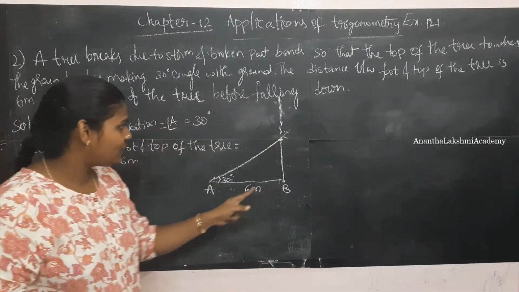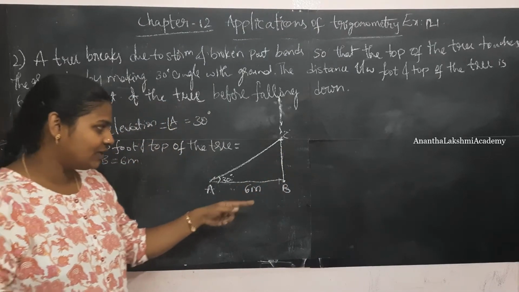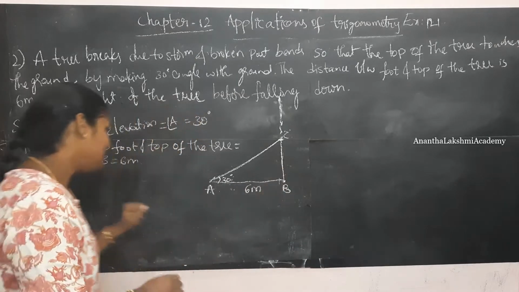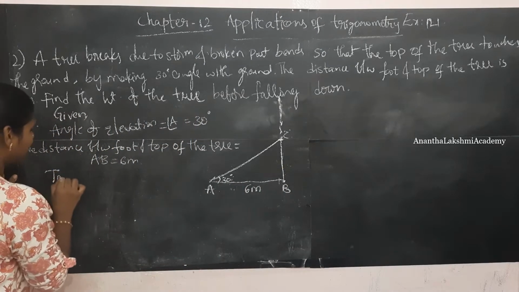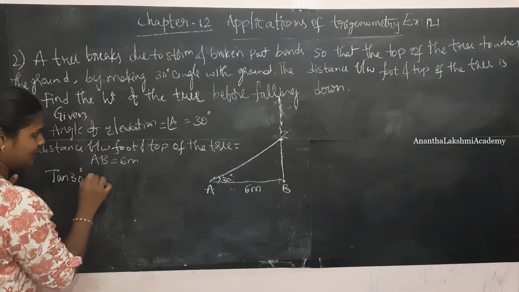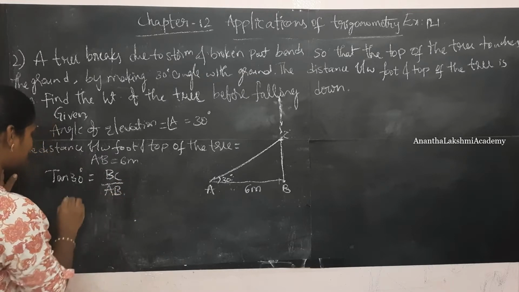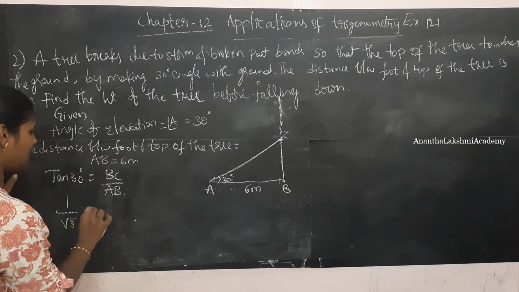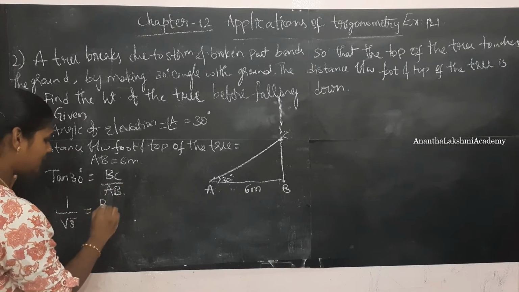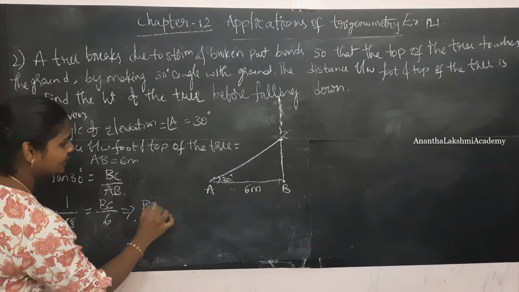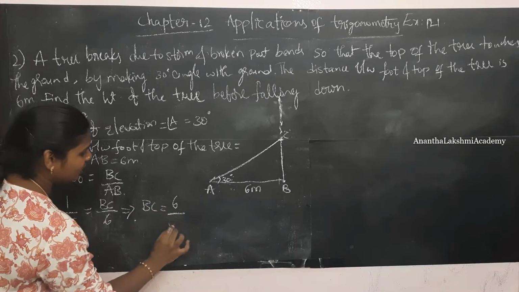So let's quickly find BC first. How do we find BC? We know the adjacent side, we know the angle of elevation. Can we find BC? Yes. So tan 30 is equal to BC by AB. What is tan 30? 1 by root 3. What is BC? That we need to figure out. What is AB? 6. So BC is nothing but 6 by root 3.